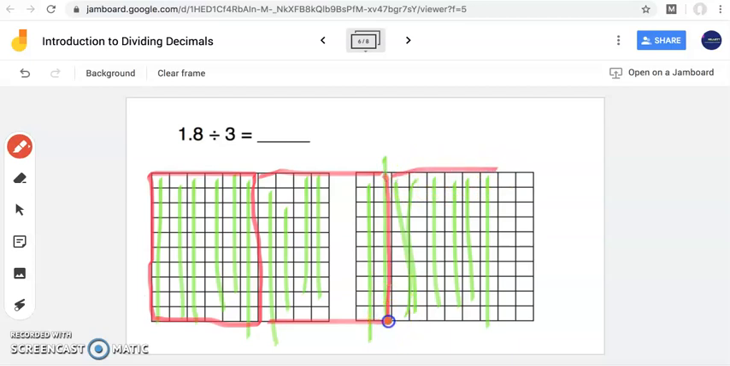Wow, I was able to create 3 equal groups, just like the problem asked me to do, and I have nothing left over. And in each group, I have 6/10. Therefore, my answer to this problem is 6/10. Now, if you first saw this and you're like, well, 18 divided by 3 is 6, but here we had 18/10 or 1 and 8/10 divided by 3. So in this situation, each group doesn't just have 6, it has 6/10.